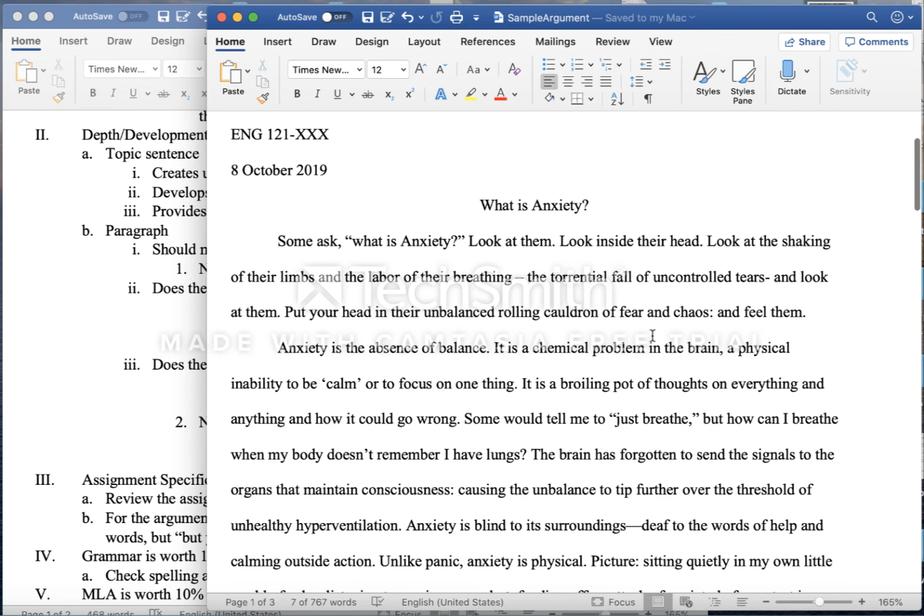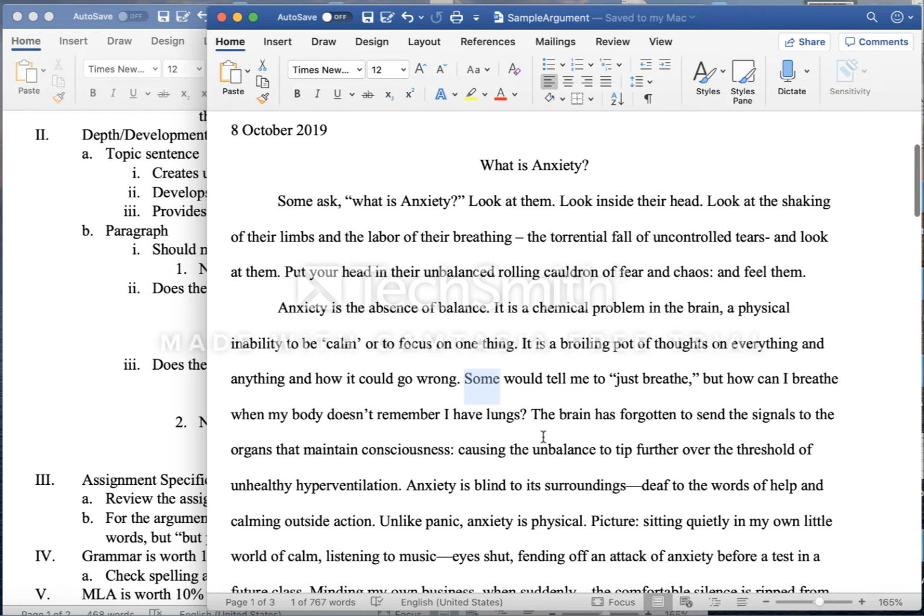We'll just look at her very first body paragraph. Anxiety is the absence of balance. It is a chemical problem in the brain, a physical inability to be calm or to focus on one thing. So the student is almost giving us a medical definition, and then goes into more explicit personal experience. It is a broiling pot of thoughts on everything and anything and how it could go wrong. And then she makes this concession. Some would tell me to just breathe, but how can I breathe when my body doesn't remember I have lungs? So that gives very specific, concrete details from personal lived experience.